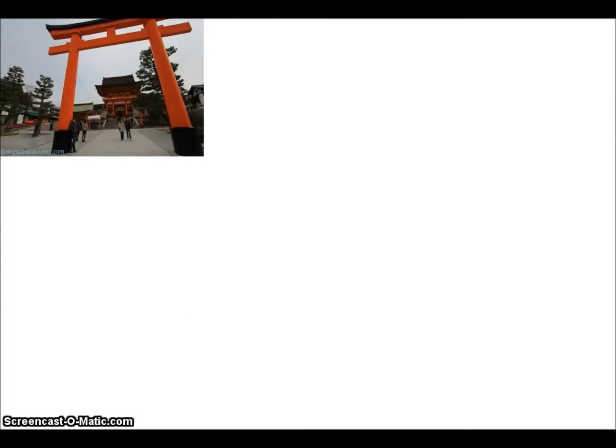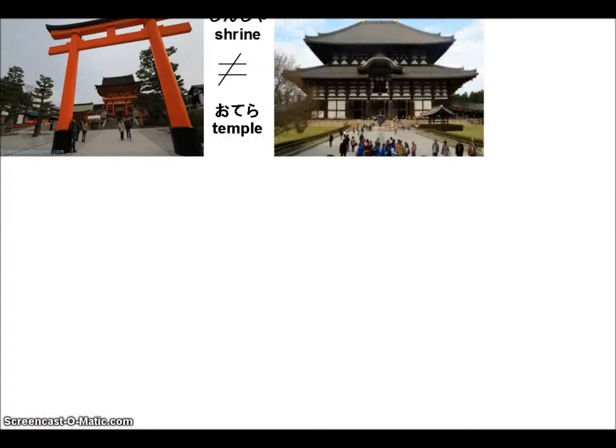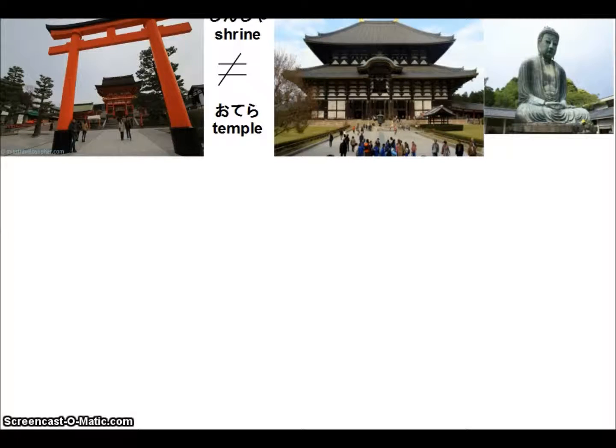So next we're going to talk briefly about the jinja. This is a Japanese shrine. It looks very similar to something else we've talked about, but it's not quite the same. Earlier we learned about otera, which means temple, and the difference between them is that a temple is for Buddhism, which is a different religion than Shintoism. And Japanese people are pretty free with their religious practices, so many people will go to both.